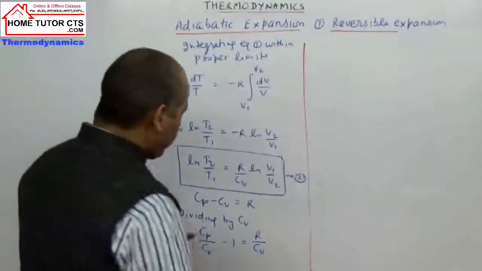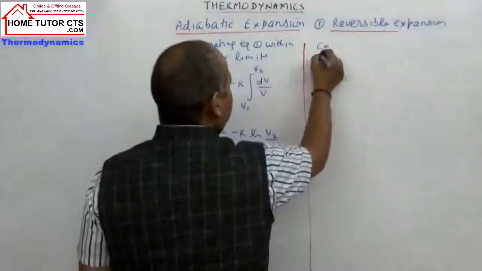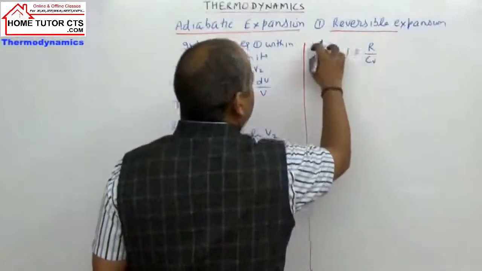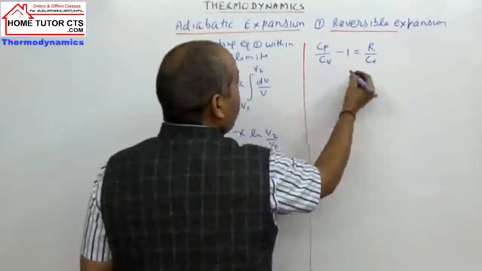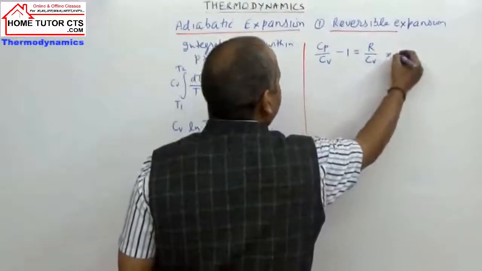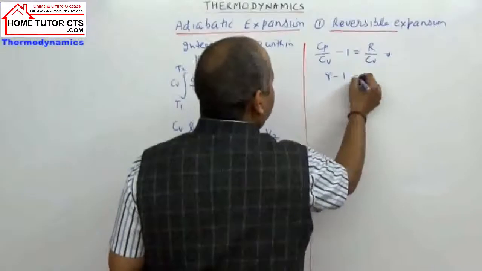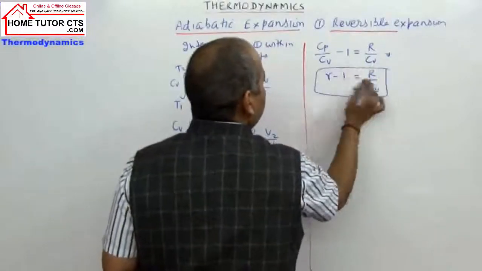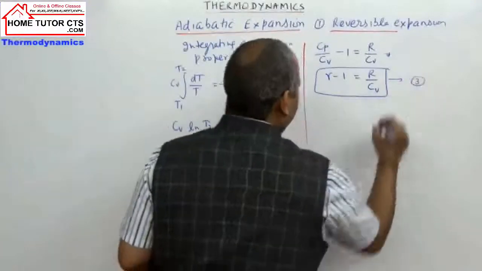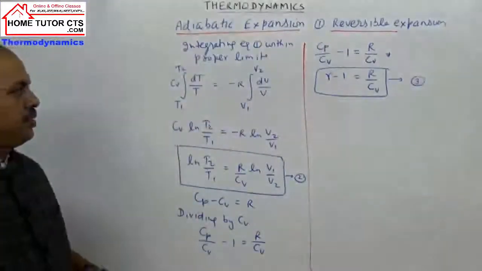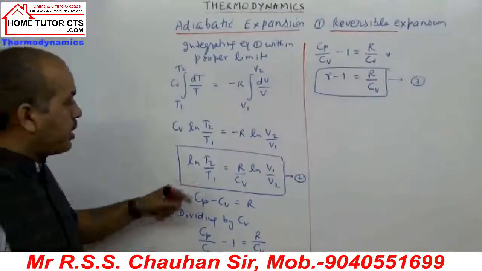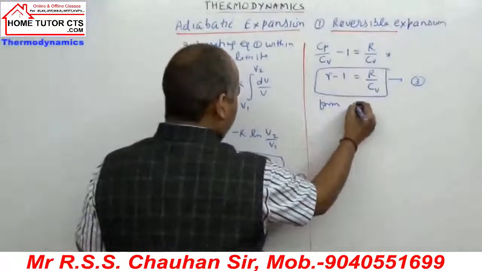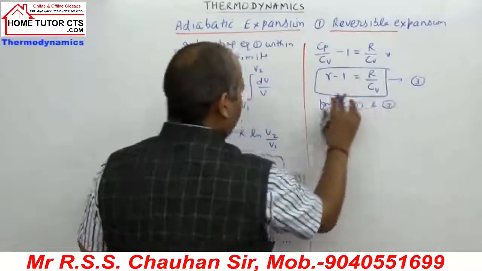So you can see from this expression I rewrite here, Cp by Cv minus 1 is equal to R by Cv. The ratio of Cp by Cv is called what here? Gamma. So you can write here gamma minus 1 is equal to R by Cv. This I can write as equation number 3. Now we can take from equation number 2 and 3.